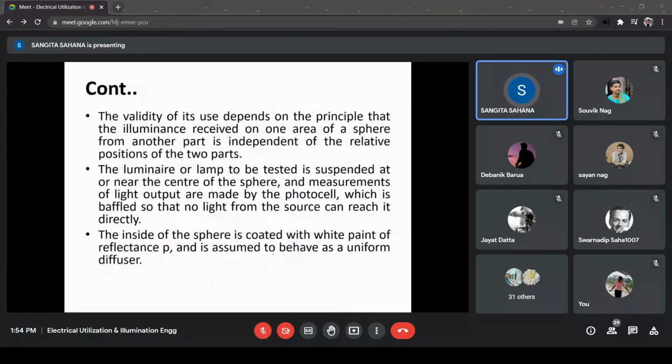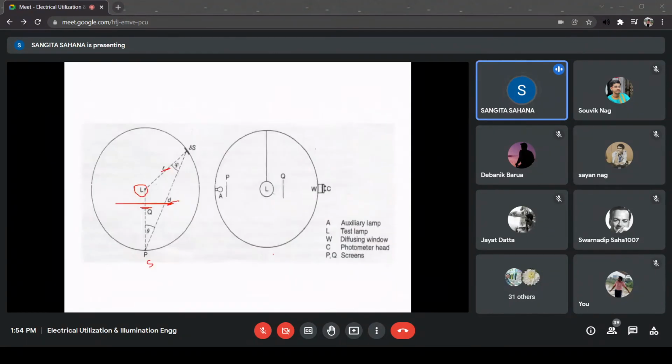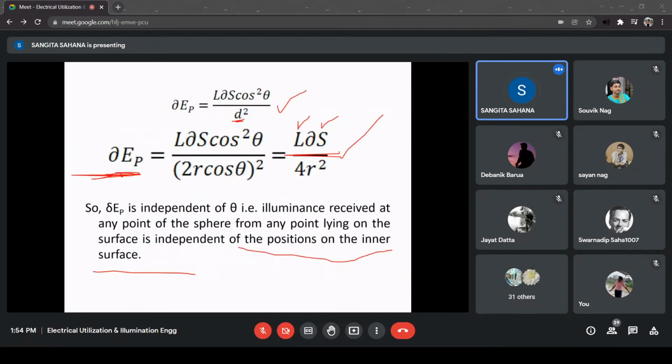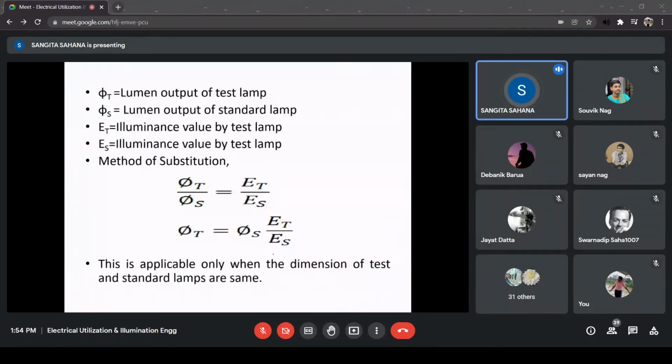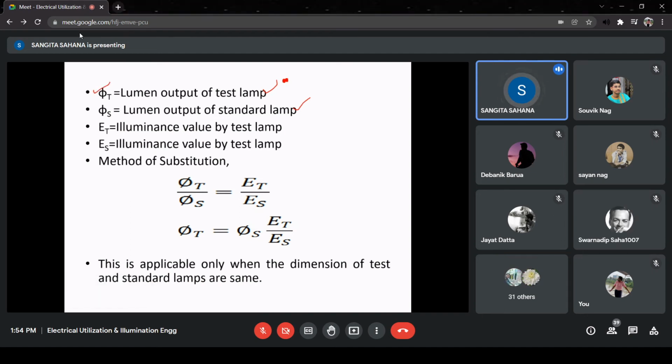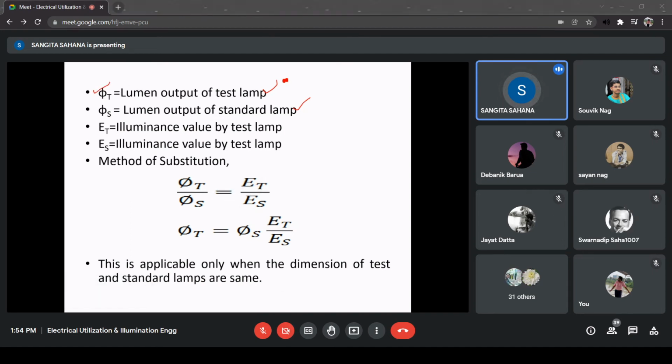But how do you do the measurement in actual cases? How do you do the measurement in our lab? That is using the substitution method. We do not do all of that; rather we use this substitution method. What is the substitution method? We have two lamps. One is the test lamp, whose output we will measure. Another is the standard lamp. We already know the output of the standard lamp. So phi t we have to find out from the experiment. Phi s we already know.